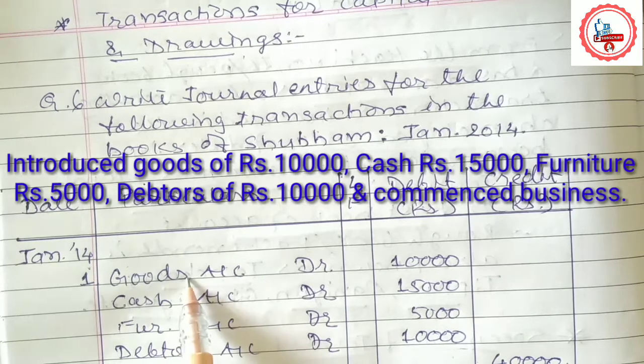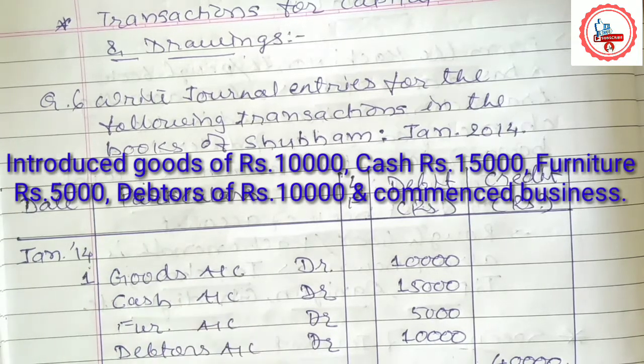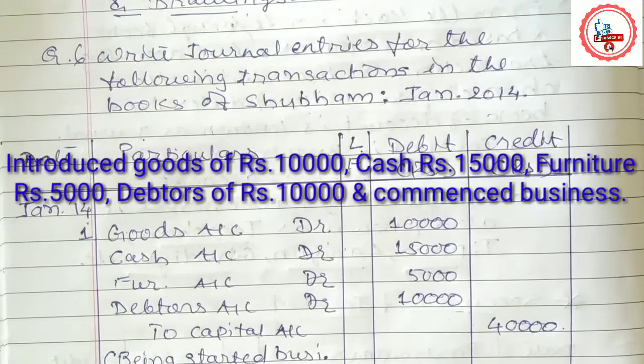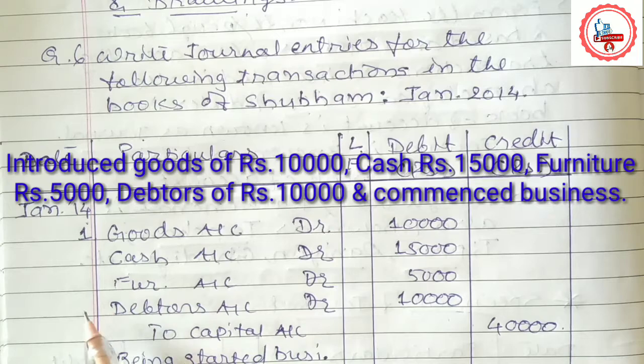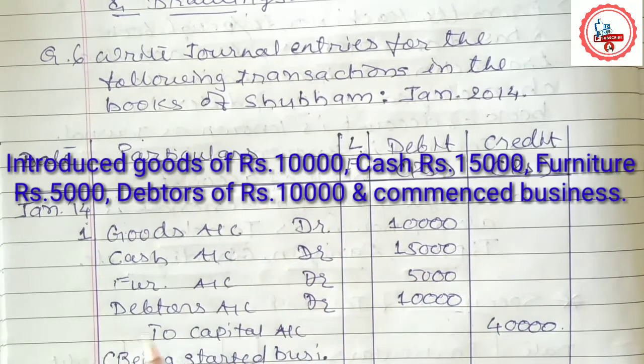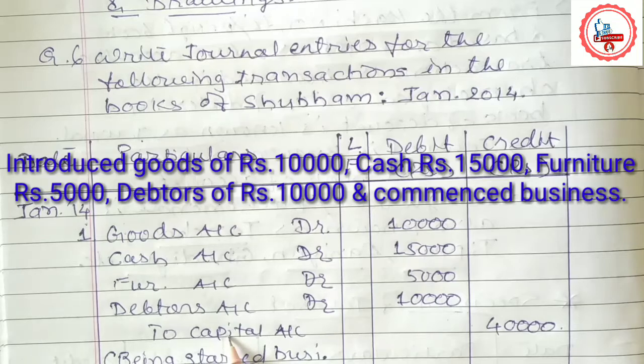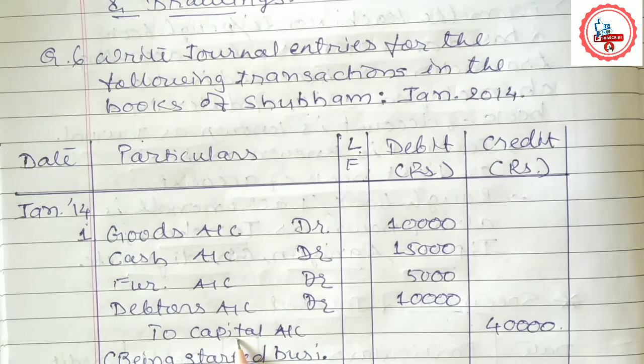Now, goods comes into your business: debit what comes in, credit what goes out. Cash comes into the business, once again debit what comes in. Furniture also comes into the business, and personal debtors of Shubham, that means the amount of receivable that has been brought into the business by the owner himself. That's why all this comes into the business, and the owner is giving such to the business. That's why the owner is the giver, and instead of the owner's name, we are supposed to consider such amount as your capital.